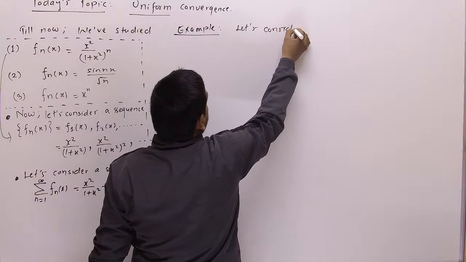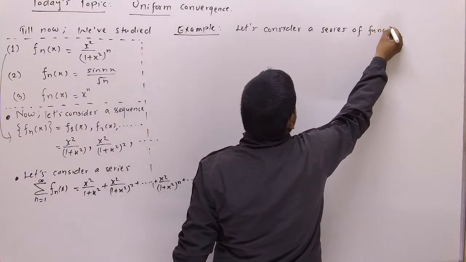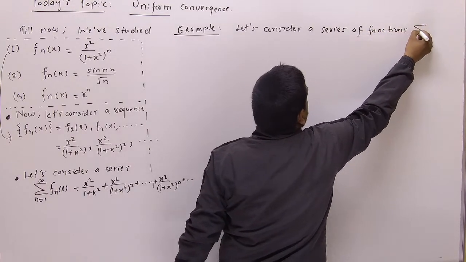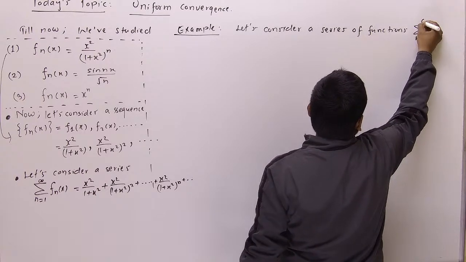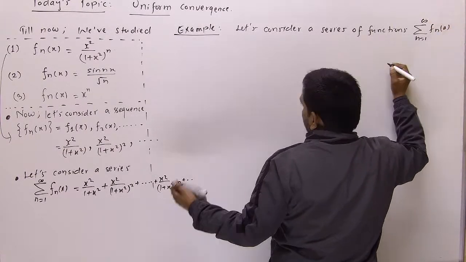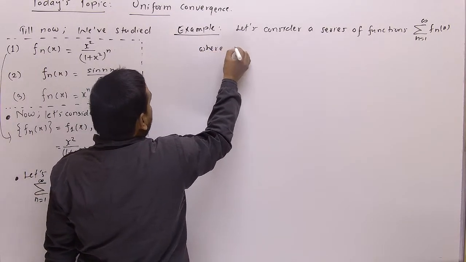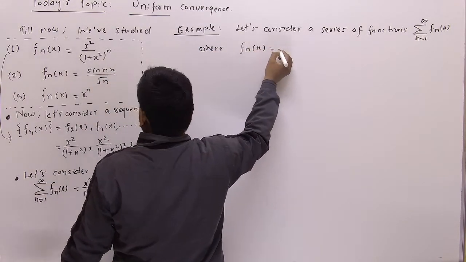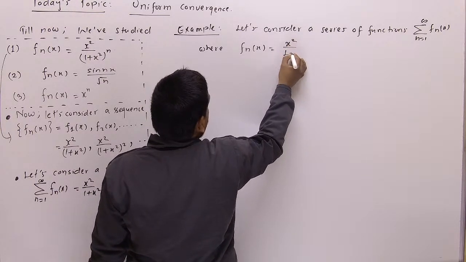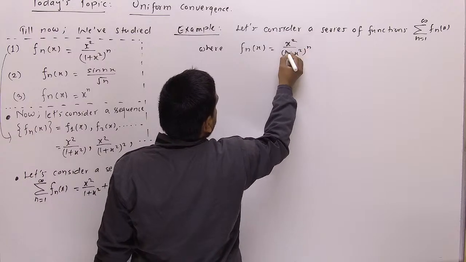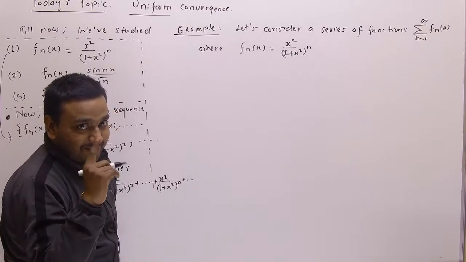Let's consider a series of functions, summation n going from 1 to infinity of f_n(x), where f_n(x) is given by x square upon (1 plus x square) to the power n. Look carefully, dear children. Everyone, give the word please.